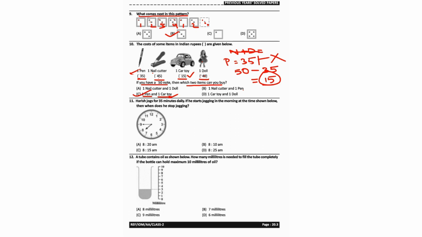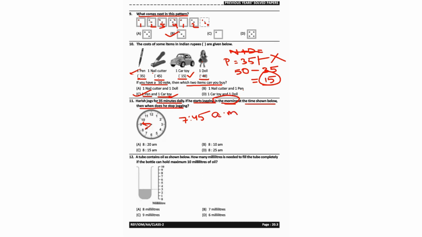Okay. Next, number 11. Harish jogs for 35 minutes daily. If he starts jogging in the morning at the time shown below, then when does he stop jogging? He starts jogging at this time. What is the time? 7:45. And the question says in the morning, so it's 7:45 a.m., not p.m.